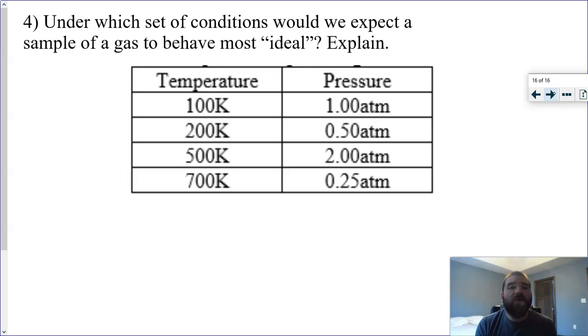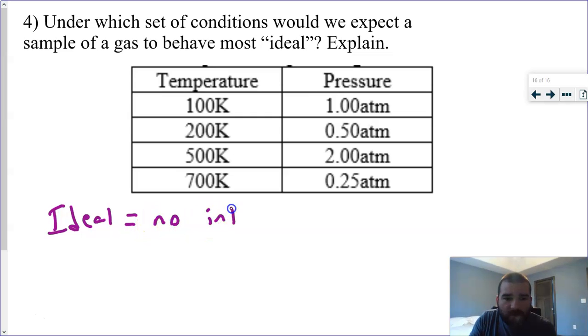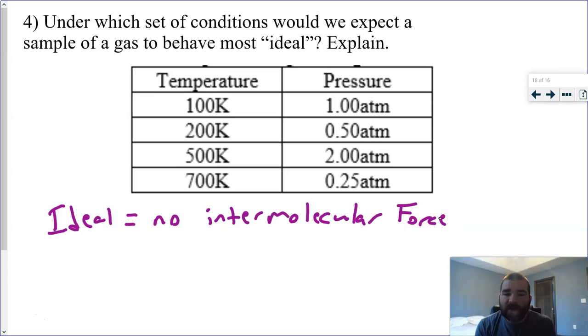All right, so under which set of conditions would we expect a sample of a gas to behave the most ideal? Again, what does that word mean? What is ideal trying to imply? Okay, ideal is trying to say, this equals no intermolecular force. That's what ideal means. So the closer we are to no intermolecular force, the more ideal it is.